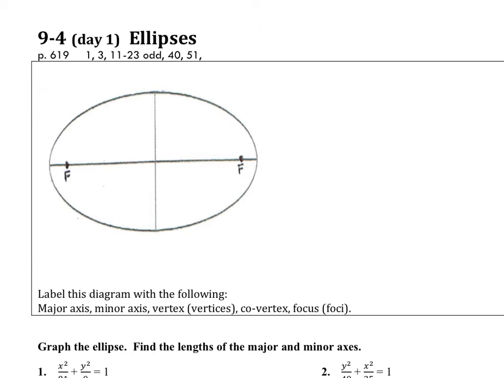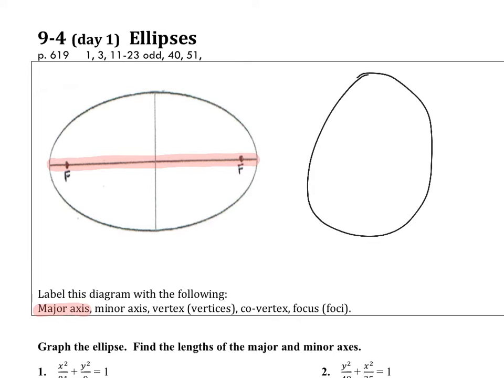Lesson 9.4 is about ellipses. So let me teach you some vocab first. On this diagram, we're going to label the major axis. So on this ellipse, this long line segment, that's the major axis. And this is a horizontal ellipse. If you have a vertical ellipse, the major axis would be vertical.